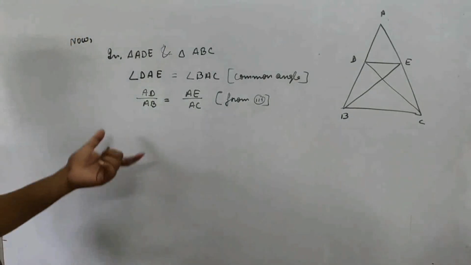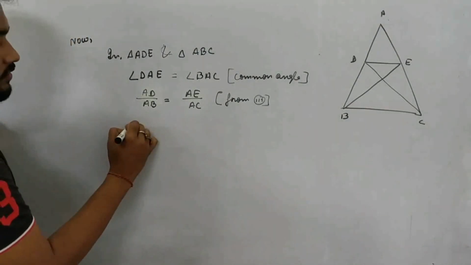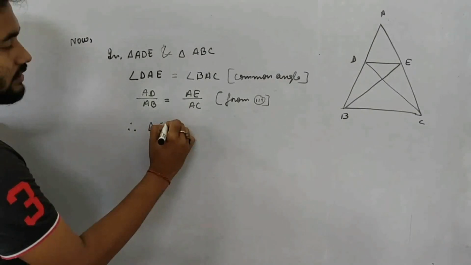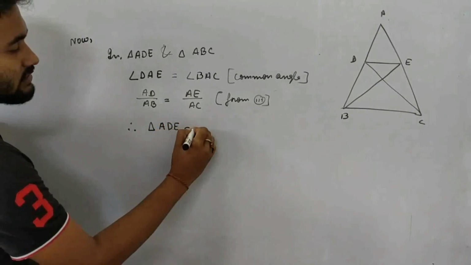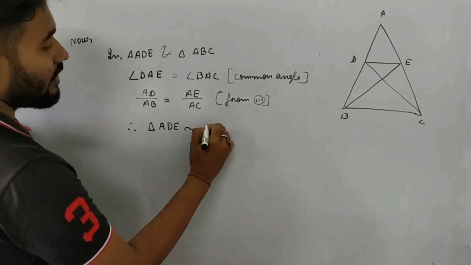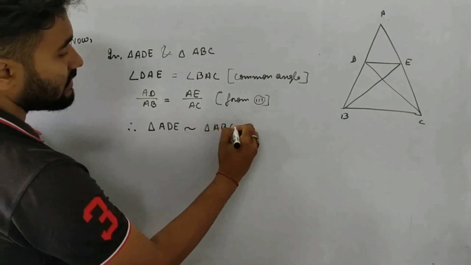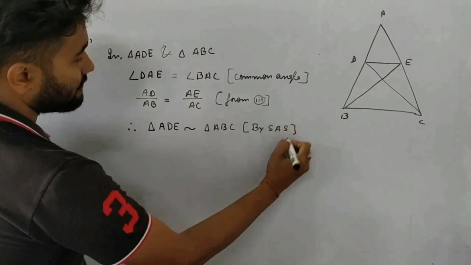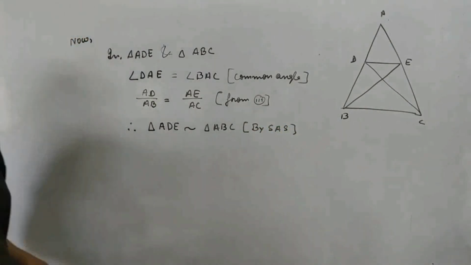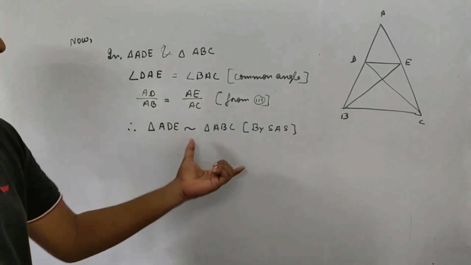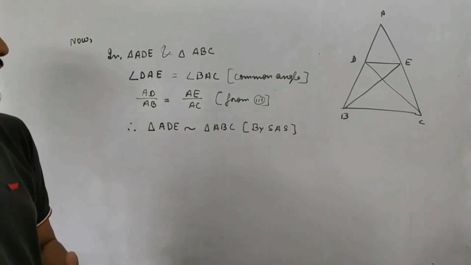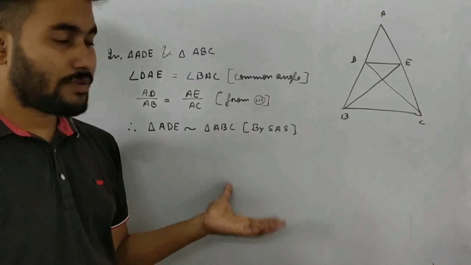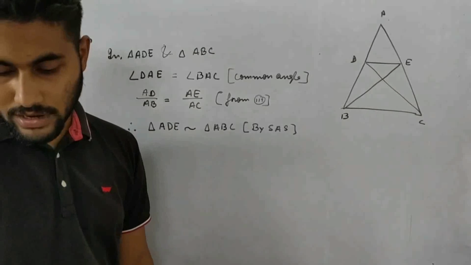Done. So now what can we say? Therefore, triangle ADE is similar to triangle ABC by SAS. So this is what we were asked to prove. So hence proved. Simple question. You only have to understand how we can prove this one. Just practice this, and if you have any doubt, you can ask.